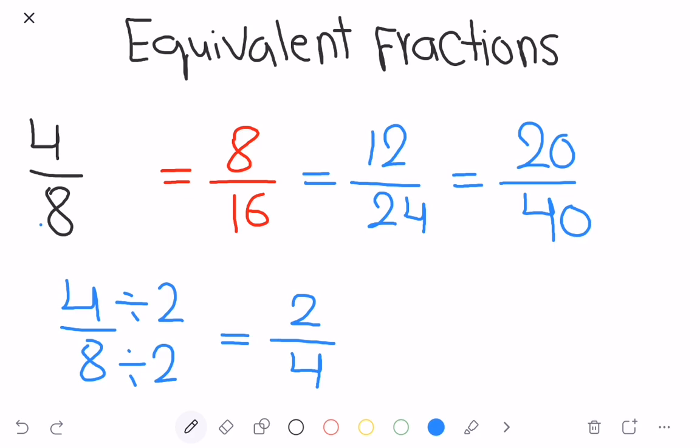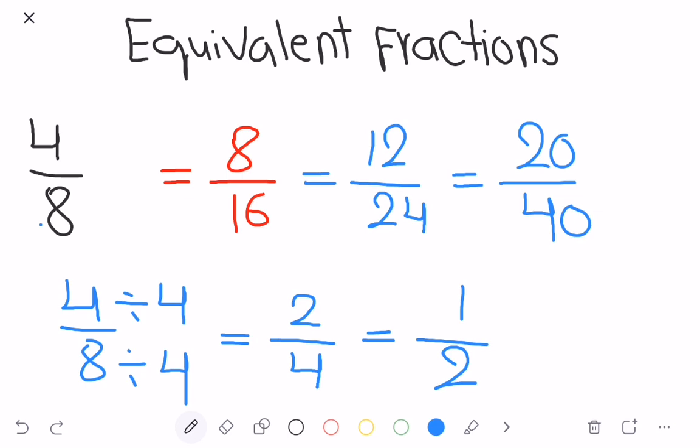To find another equivalent fraction, we can divide 4 and 8 by 4. 4 divided by 4 equals 1. 8 divided by 4 equals 2.